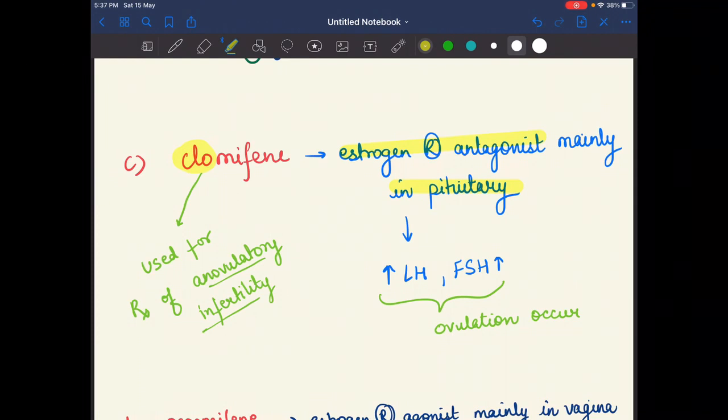Clomiphene blocks the estrogen receptor, so estrogen cannot act and unable to produce the negative feedback inhibition. That's why it increases the LH and FSH, so ovulation will occur. So it is given in those conditions where there is infertility. In those conditions it produces ovulation. So clomiphene is used for ovulation. So it is used in treatment of anovulatory infertility.